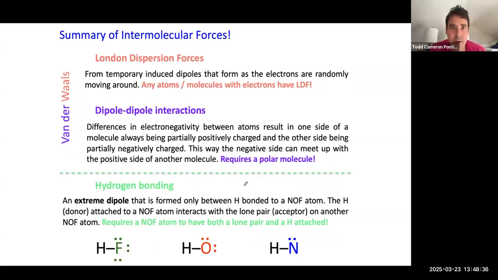These are just some summaries of intermolecular forces. London dispersion forces: basically any molecules with electrons have LDFs. Dipole-dipole interactions require a polar molecule. And then hydrogen bonding is an extreme dipole that we get when hydrogen's bonded to nitrogen, oxygen, or fluorine. Dipole-dipole interactions and London dispersion forces are collectively called van der Waals forces. There's a little terminology there.